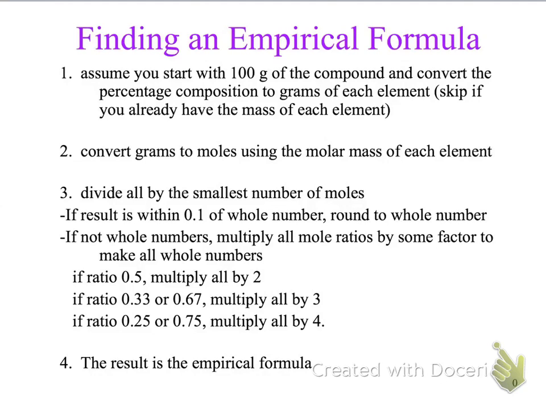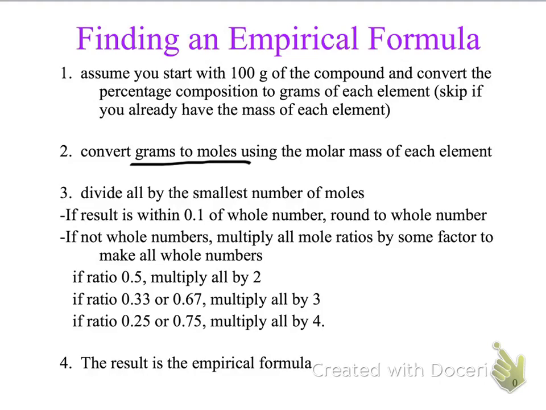So how do we find an empirical formula? Here's the general four-step rule. First, assume you've got 100 grams of the compound, if given percentages, and then convert those percentages to masses. You can skip this step if you've already been given the masses of each of the elements that's in the compound. Second, you convert those masses to moles, convert grams to moles, using the molar mass.